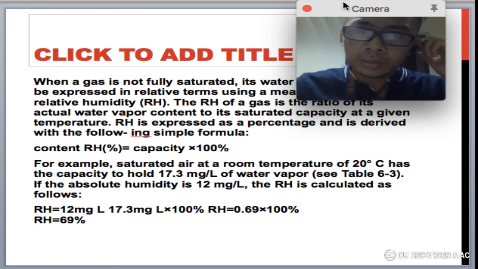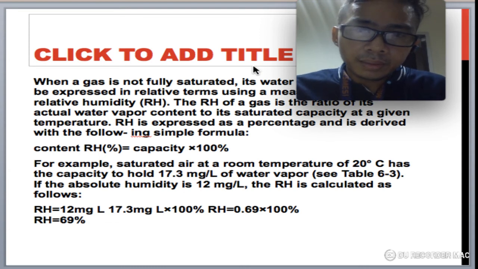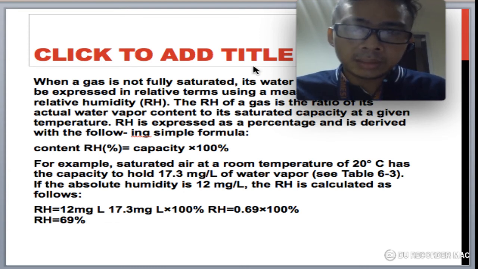So let's review the book in this chapter about relative humidity. This is just an overview.